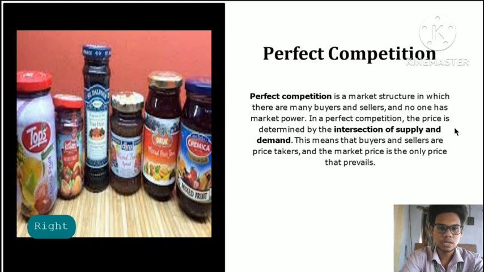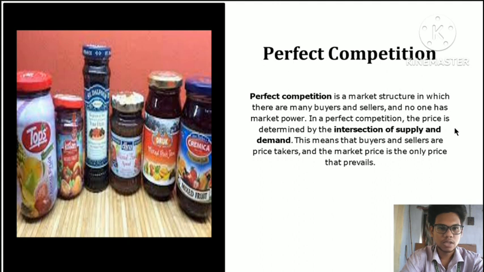Perfect competition. In this marketing condition, there are many buyers and sellers. A single buyer or seller cannot influence the market price. The price of the product is determined by the supply and demand. Example, different brands of jam bottles. If we take different kinds of jam as an example, there will be many brands available in the market. Each manufacturer sells the jam at different prices, but they use almost the same recipe.